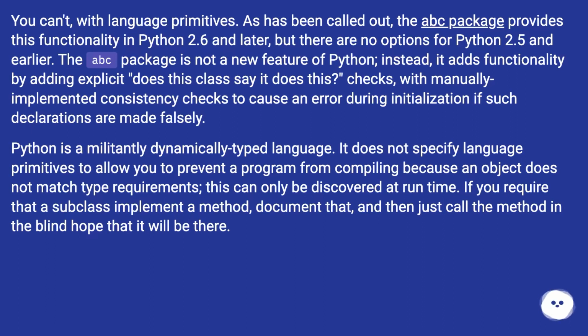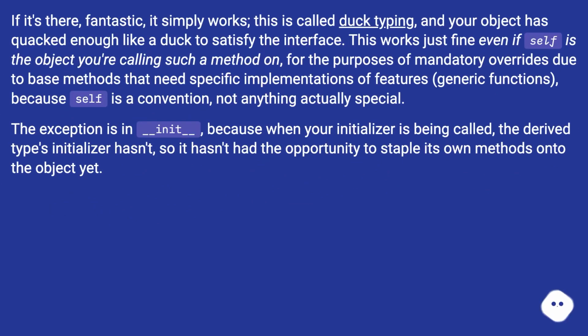Python is a militantly dynamically typed language. It does not specify language primitives to allow you to prevent a program from compiling because an object does not match type requirements. This can only be discovered at runtime. If you require that a subclass implement a method, document that, and then just call the method in the blind hope that it will be there. If it's there, fantastic, it simply works. This is called duck typing, and your object has quacked enough like a duck to satisfy the interface.